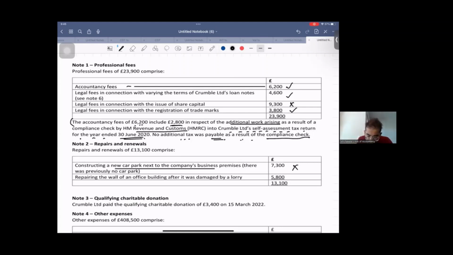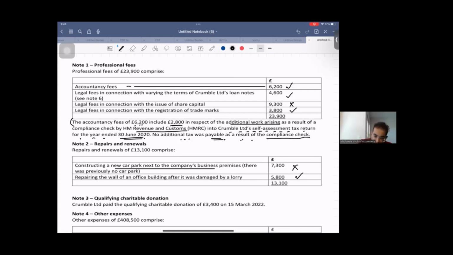Then repairing the wall of an office building is allowed. Look at the screen, look at the video. The wall was perfect, and after some months there was damage, so it came down and you fix it to bring it to original condition. If you bring things to original condition, this is called maintenance, and it is allowed. So in this note, the first one, 7300, is not allowed. The second one, 5800, is an allowed expense.